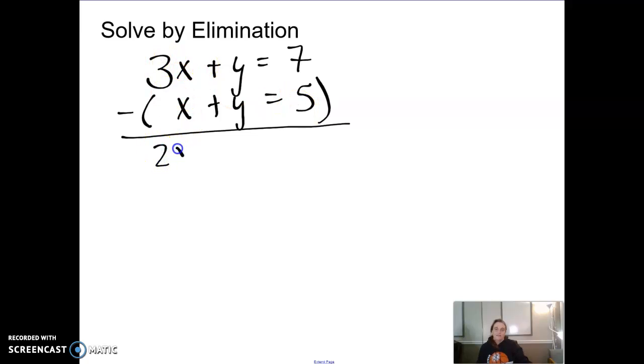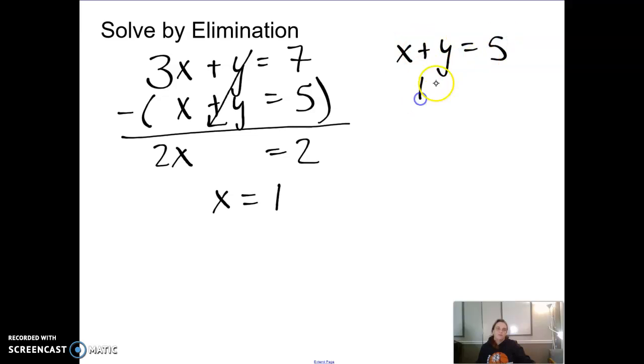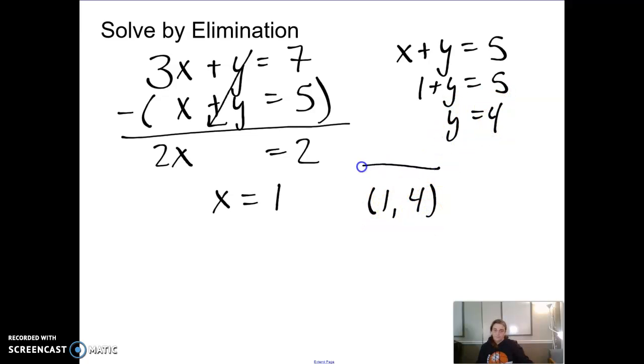3x minus x is 2x, y minus y. Now those are eliminated. 7 minus 5 is 2. I've eliminated a term, and x equals 1. I could go back and solve. x plus y equals 5. 1 plus y equals 5. y equals 4 for a final solution of 1, 4.